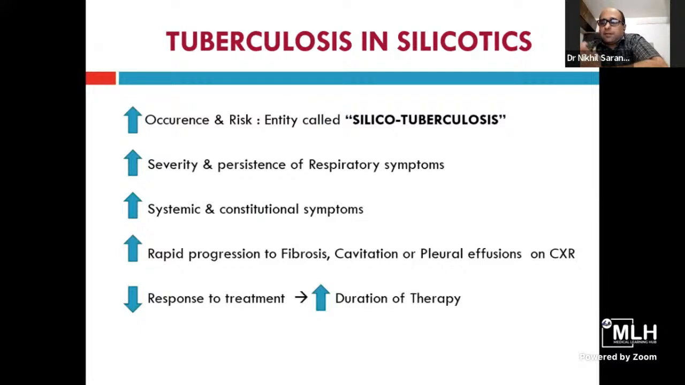Yeah, so ultimately coming back to our case, tuberculosis in silicotics, there is increased occurrence and risk of an entity called silicotuberculosis, which our case was. More severity and persistence of respiratory symptoms, more of systemic and constitutional symptoms. Such patients tend to have more rapid progression to fibrosis, cavitations, pleural effusions on the chest X-ray. And there is delayed response to treatment, thereby necessitating a longer duration of therapy. Next.